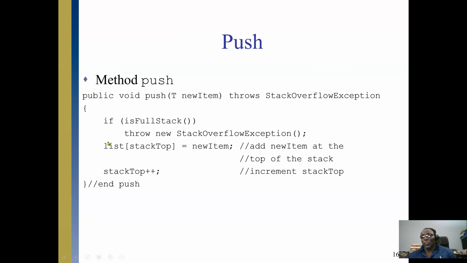Remember the list, the array name is list. So list[stack top]. Then we increment the top. So it's 3 steps again. Check if there's a space. If there's no space, stop. If there's a space, assign the new item to the array, which is called the list in this case, at the stack top. Then increment the stack top by 1.